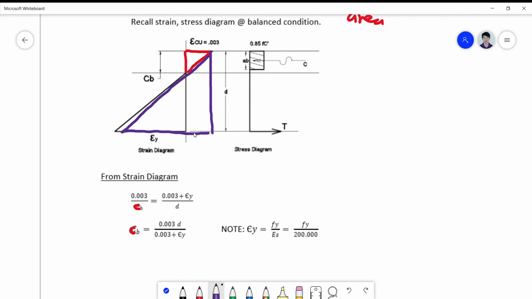Okay, so this is 0.003 there. So 0.003 over Cb is equal to 0.003 plus epsilon y over d. Okay, so we have here our equation. Our equation for epsilon y is given, so they are just the same.